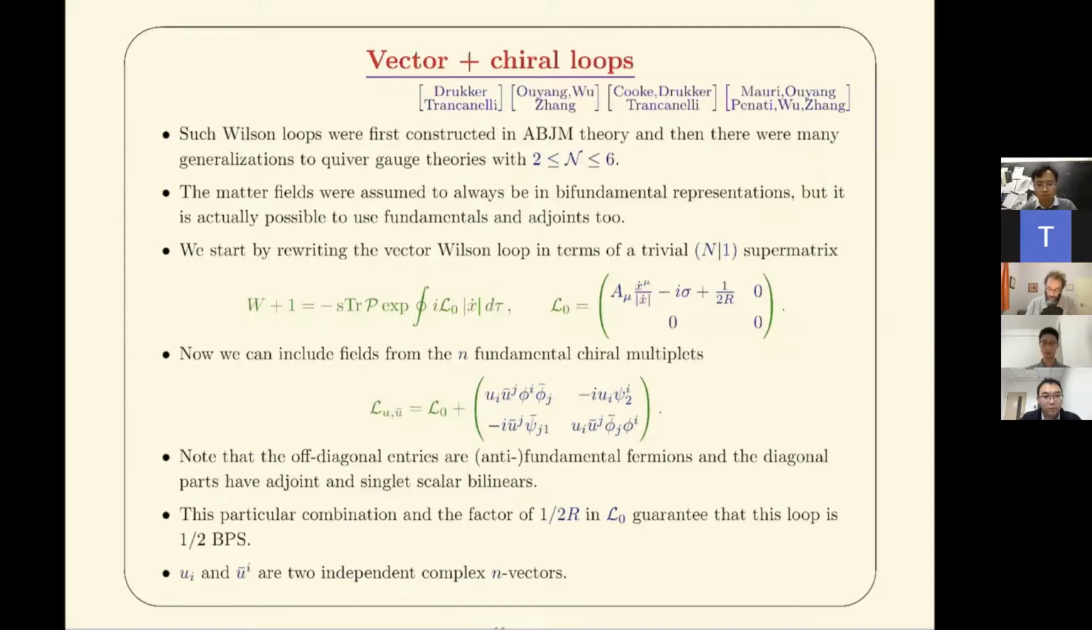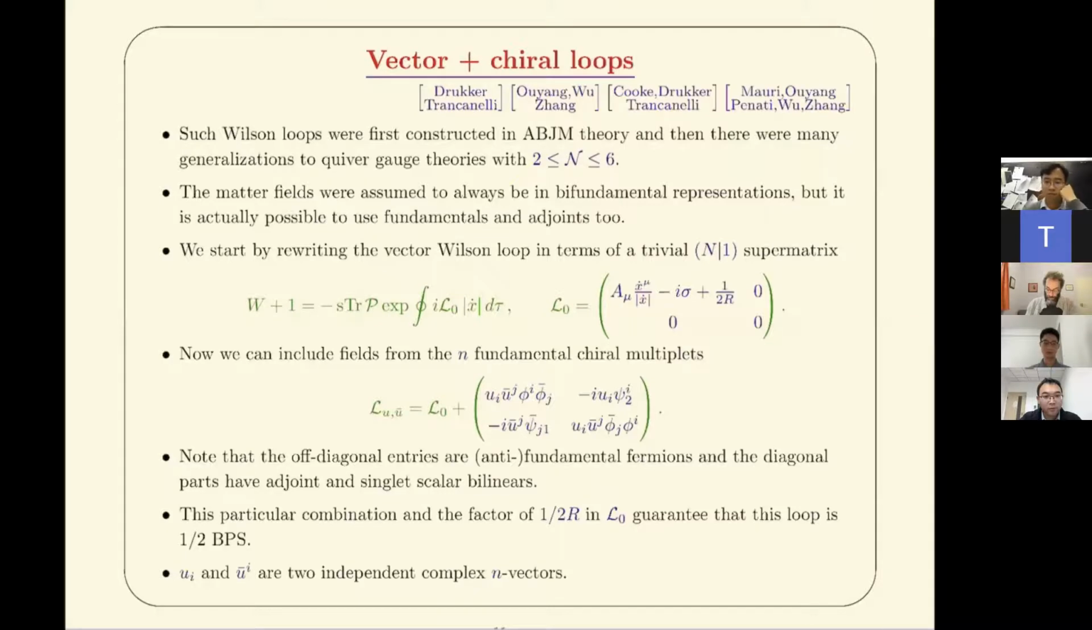So this combination, as I explained, transforms in the adjoint of U(N). This is in the fundamental and so on. This all fits, as far as group theory is concerned, into this one big matrix, and I can take the path ordered exponential of it. So I have my usual gauge invariance. This is a nice gauge invariant object in my theory, but it is actually also still supersymmetric.